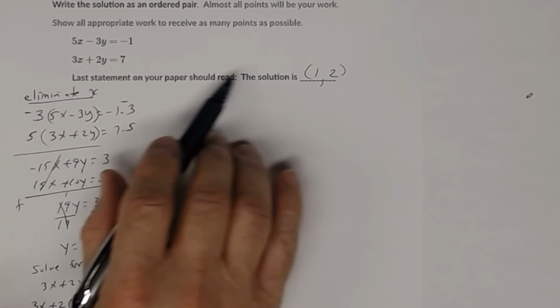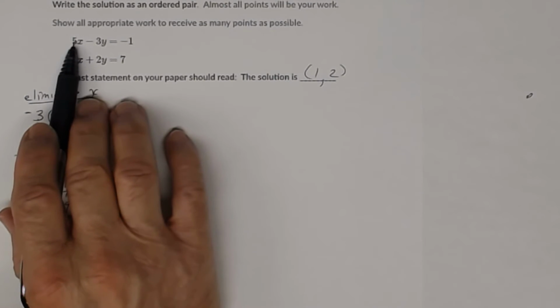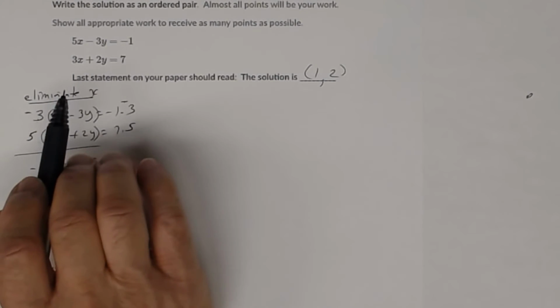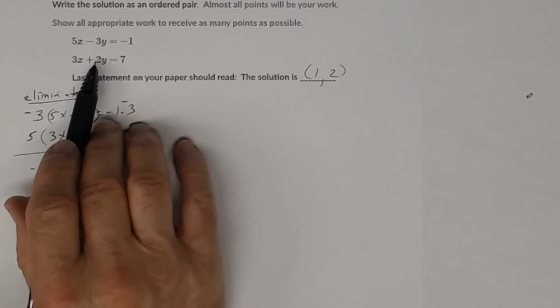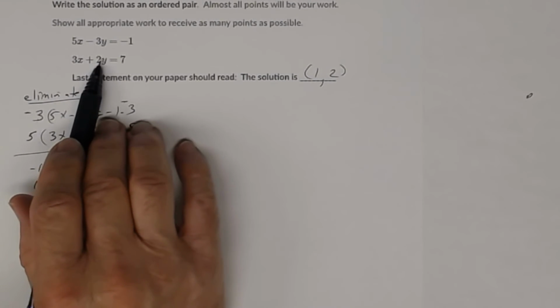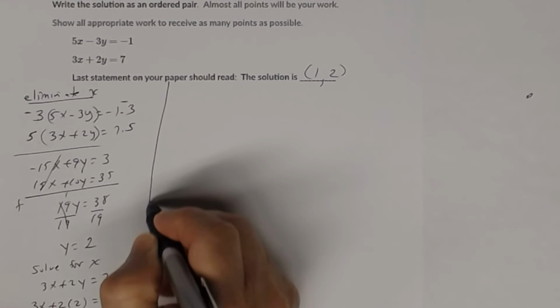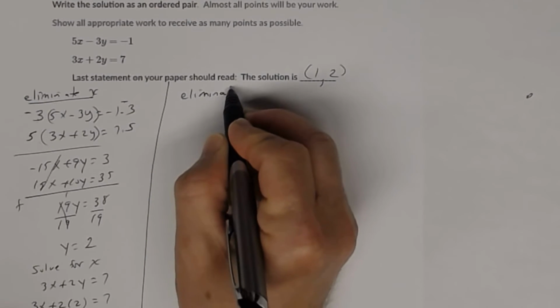And you can check. See that x is 1, y is 2. 5 times 1 is 5, 3 times 2 is 6, 5 minus 6 is negative 1. And 3 times 1 is 3, 2 times 2 is 4, 3 plus 4 is 7. Alright, now, someone else could have eliminated the y.